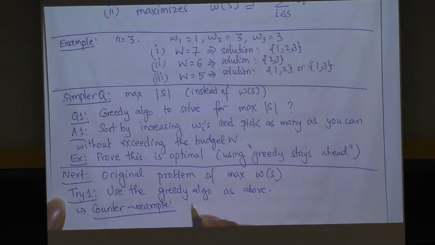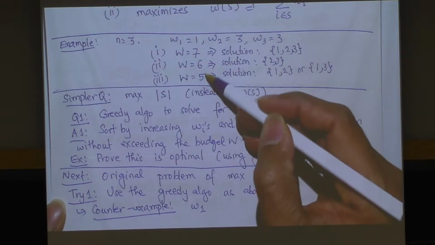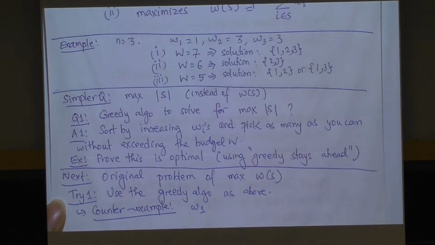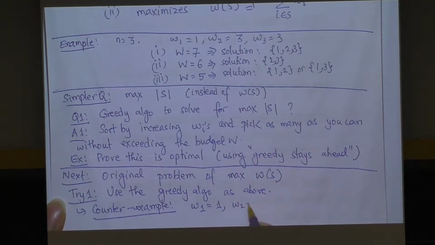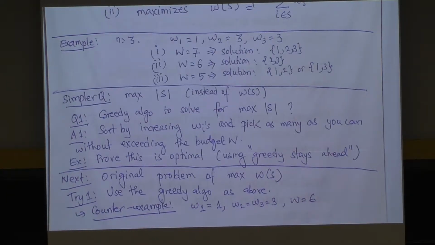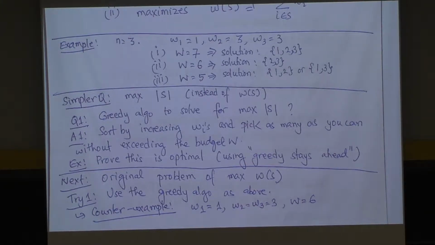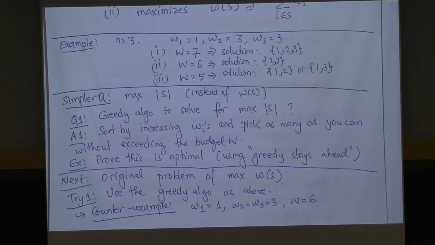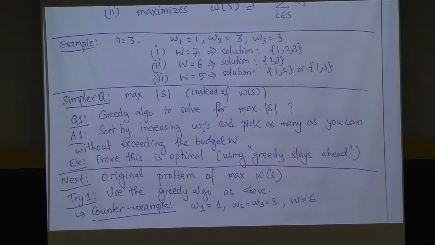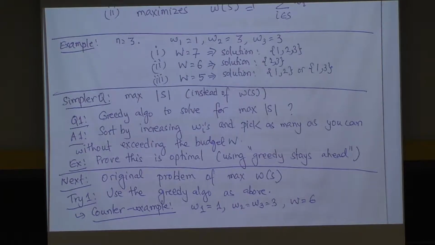So consider this set of weights and this capital W. W1 is 1, W2 and W3 are 3 each, and the budget is 6. Now, if we look at the greedy algorithm, it's going to pick the one with value 1, W1, and then it'll pick either of the two with value 3. Right? And then when it tries to add W3, having picked 1 and 2, it won't be able to add it because the sum exceeds the bound of 6. Okay?